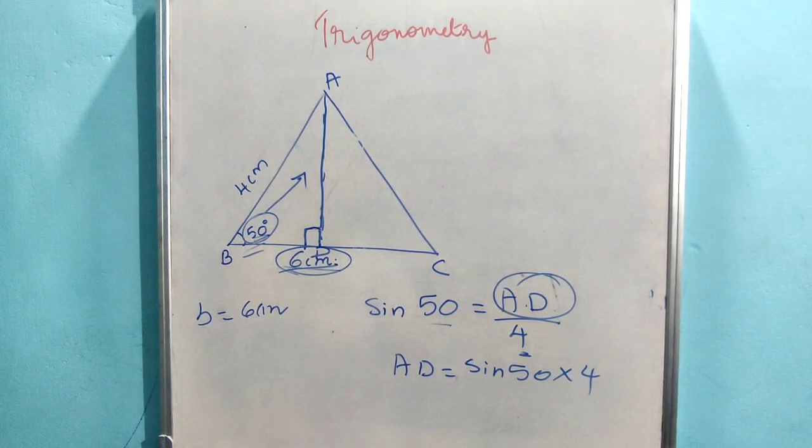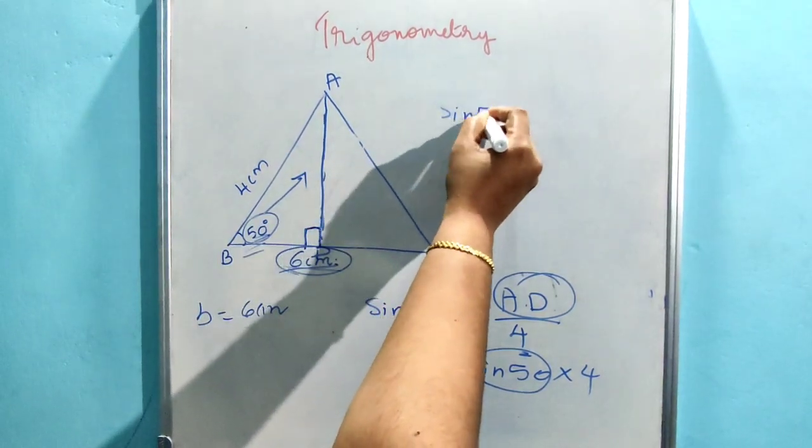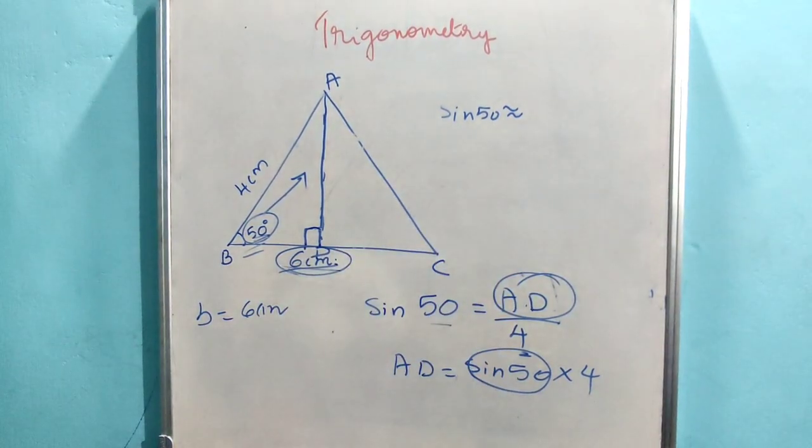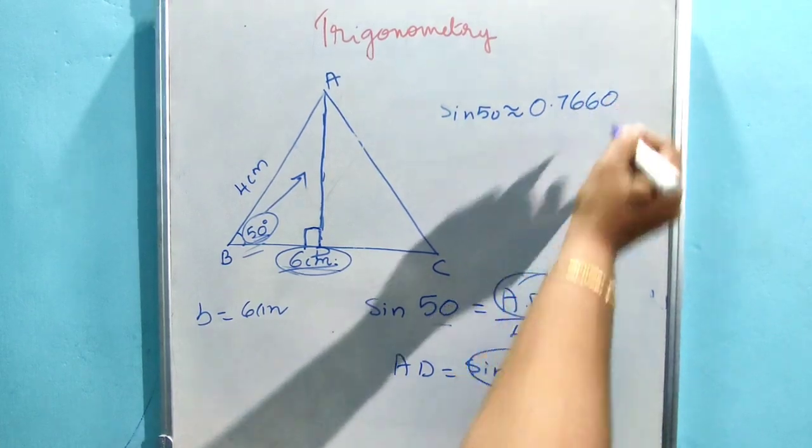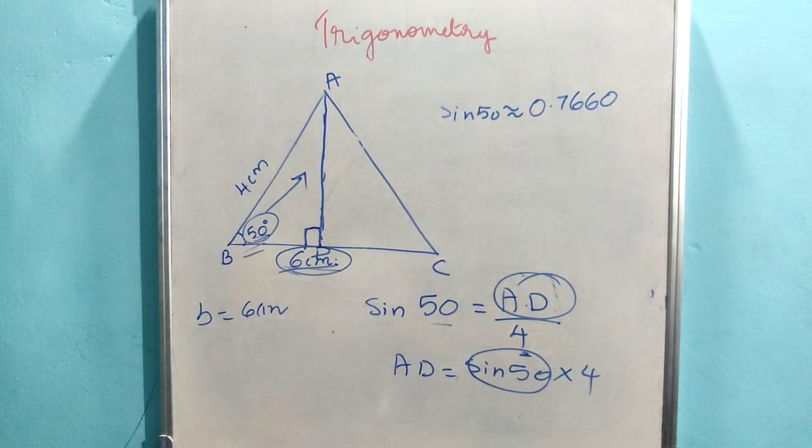In the beginning of our class, I showed you one table. In that table we have the value of sine 50. So just substitute the value of sine 50 here. What is the value of sine 50? Sine 50 is approximately equal to 0.7660. It is not an exact value. Sine 50 is approximately equal to 0.7660.